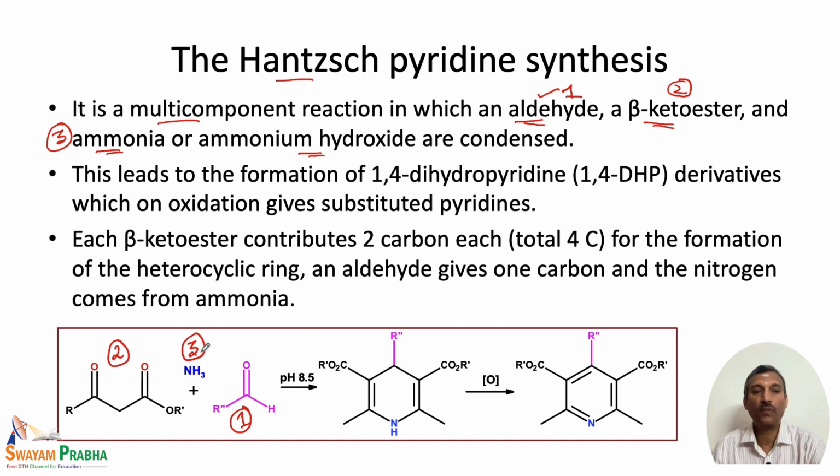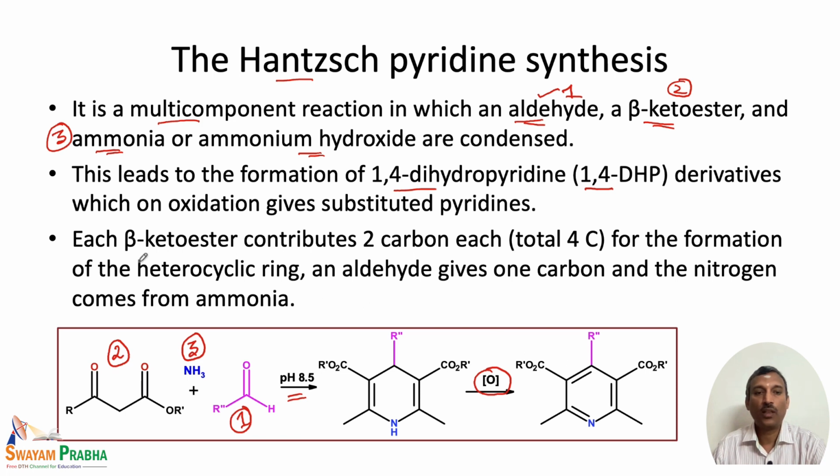So, that is the reason when more than two components are involved in the reaction, we call that a multi-component reaction, and this Hantzsch pyridine synthesis is an example of a multi-component reaction. So, this condensation under basic condition leads to the formation of a 1,4-dihydropyridine derivative, and this 1,4-dihydropyridine derivative on oxidation leads to the final pyridine derivative.